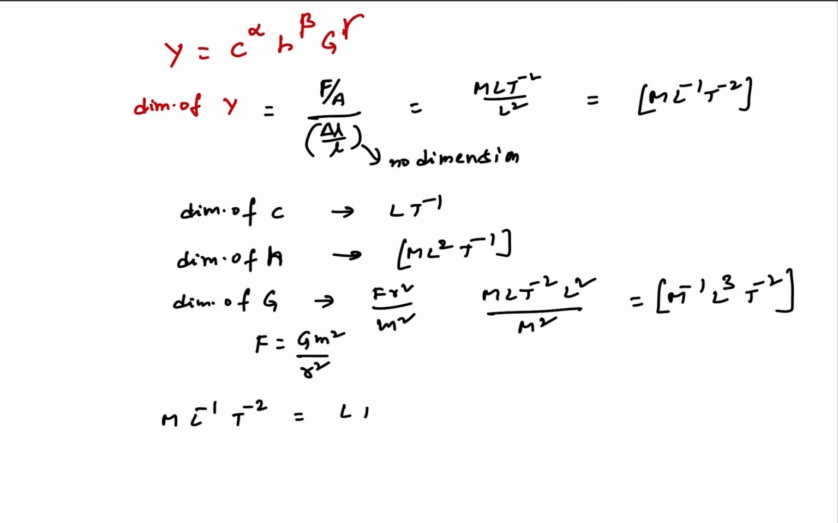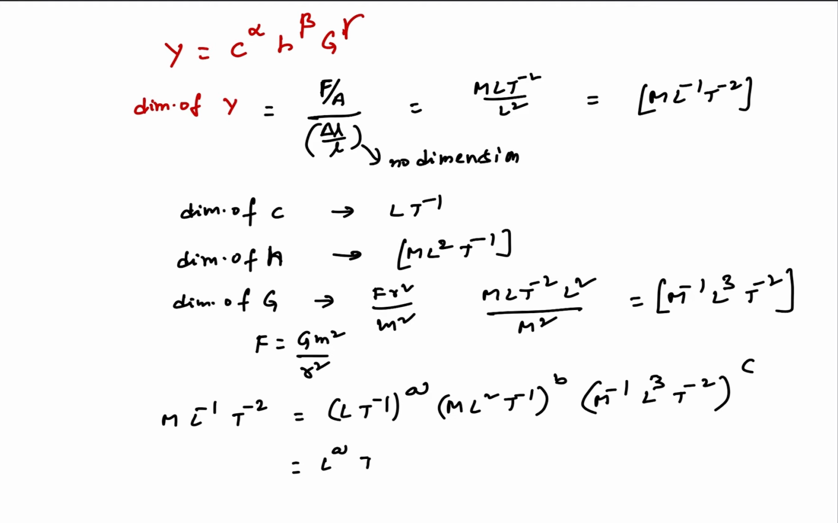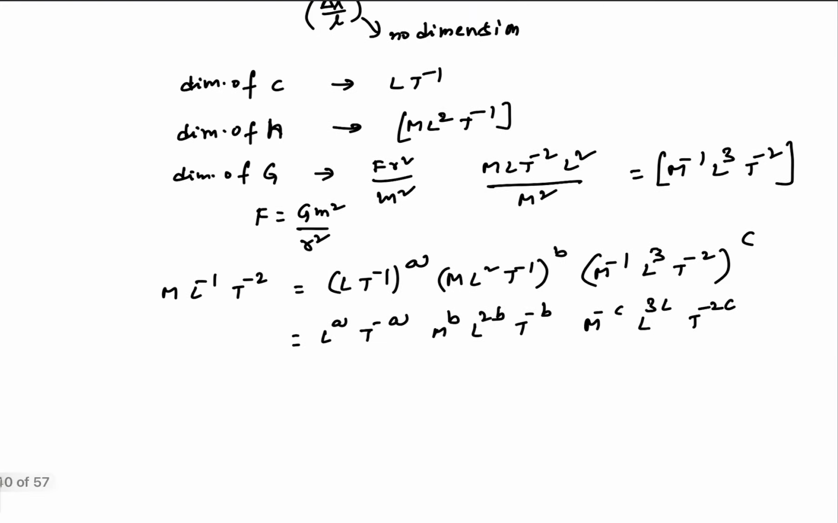Now, we will substitute one by one. M L power minus 1 T power minus 2 is equal to L T power minus 1 whole power A, H, M L square T power minus 1 whole power B, M power minus 1 L cube T power minus 2 whole power C. It is equal to L power A T power minus A, M power B L power 2B, T power minus B, M power minus C, L power 3C, T power minus 2C.